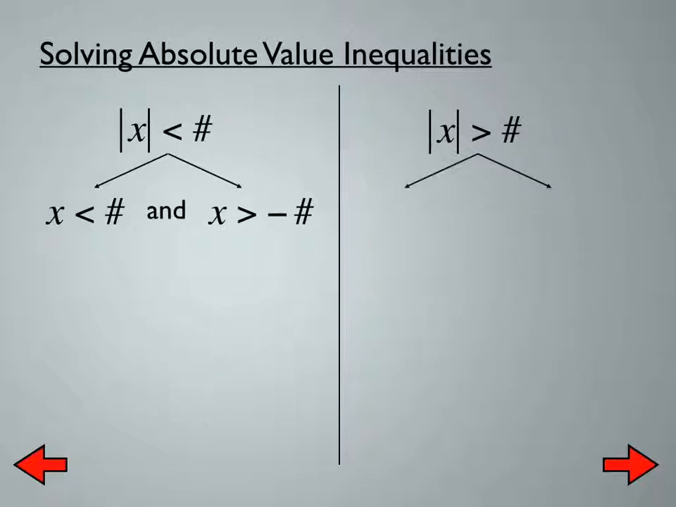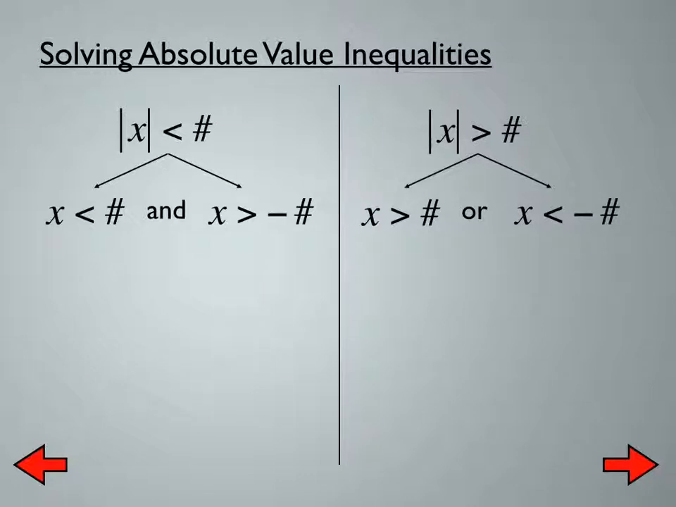One other thing is that a less than absolute value inequality is always an and compound inequality. You need to make sure that you remember that. We'll talk about one little tip that might help you remember that in just a second. But greater than absolute value inequalities, we split into two inequalities. One is x is greater than the number, or x is less than the opposite of that number. So less than absolute value inequalities turn into and compound inequalities, and greater than absolute value inequalities turn into or compound inequalities.